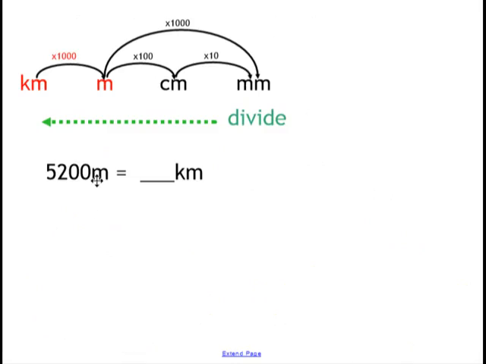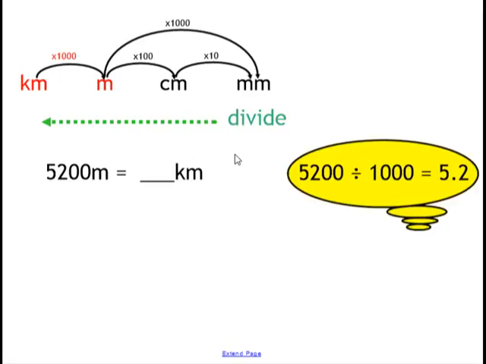Okay, let's look at this one. I've got metres and I want to convert to kilometres. So metres to kilometres is going back against this arrow. So I have to undo this multiplying by 1,000. So I must divide. So I'm going to put my 5,200 in here. I'm going to divide by 1,000 and I get 5.2. So there are 5.2 kilometres in 5,200 metres.